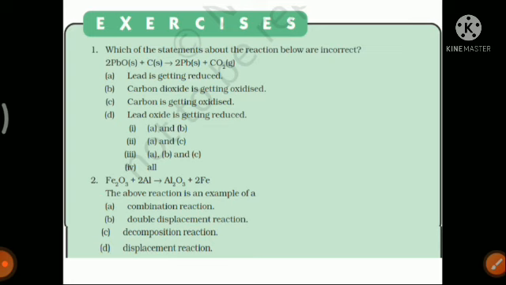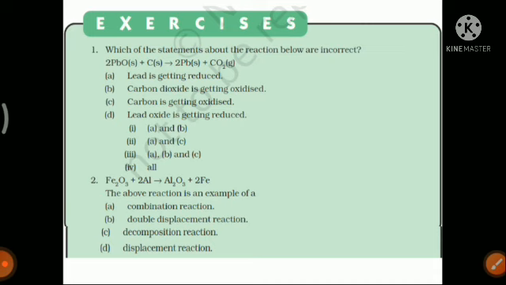If you look at the second statement, that carbon dioxide is getting oxidized, it is also wrong. Why wrong? Because if you look at the reaction, on the reactant side we have carbon, and on the product side you will see carbon dioxide. Now you see that carbon is gaining oxygen, that means 2 oxygen atoms are gained by carbon. So you can say carbon is getting oxidized but not that carbon dioxide is getting oxidized. So the second statement is also wrong.